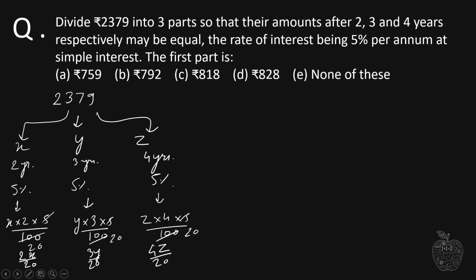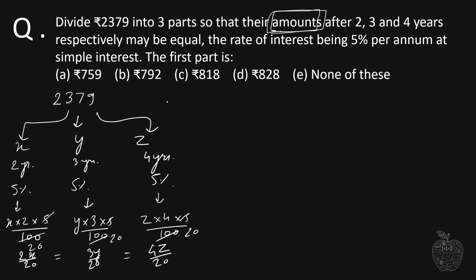Okay, now pay attention to the question. Divide 2379 into 3 parts so that their amounts after 2, 3 and 4 years respectively may be equal. Pay attention to this word, amounts. The question is telling me that the amounts are equal, not the interest. If it were interest instead of amount, we would have just equated all these three and simply calculated the values of X, Y and Z. But these are interest, not amounts, and we are told that the amounts are equal.